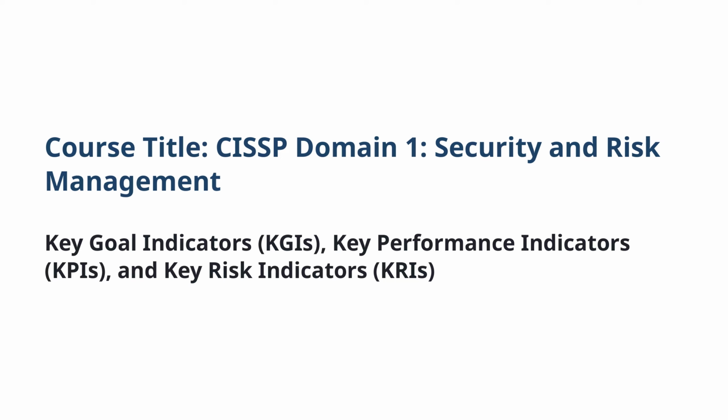In this segment, we delve into the fundamental concepts of key goal indicators, KGIs, key performance indicators, KPIs, and key risk indicators, KRIs. These metrics are essential components in the domain of security and risk management, which is pivotal for the CISSP certification. KGIs help an organization measure whether it is achieving its high-level business goals. KPIs, on the other hand, are critical metrics that gauge ongoing performance and productivity, ensuring that tasks and projects are on track to meet the set objectives. KRIs identify potential risks that might affect the business, providing early warning signals to mitigate those risks.